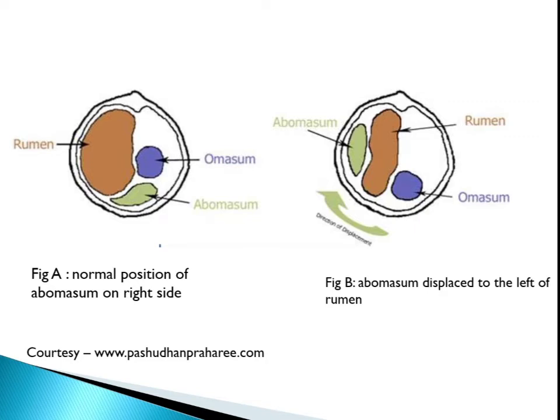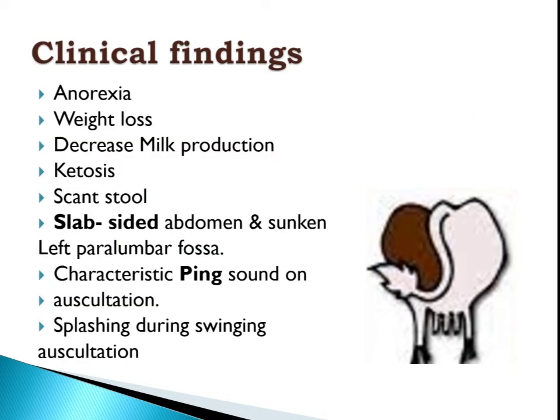Now, what are the clinical signs and symptoms of displacement of abomasum? There will be anorexia, weight loss, decreased milk production, ketosis, scant stool, and the displaced abomasum may cause left-sided distended abdomen or sunken abdomen. In left paralumbar fossa, characteristic ping sound on percussion auscultation may be heard, and splashing sound during swinging auscultation may be heard.